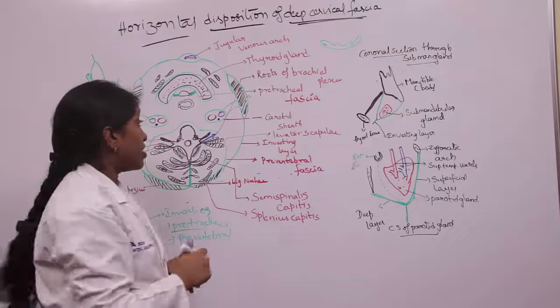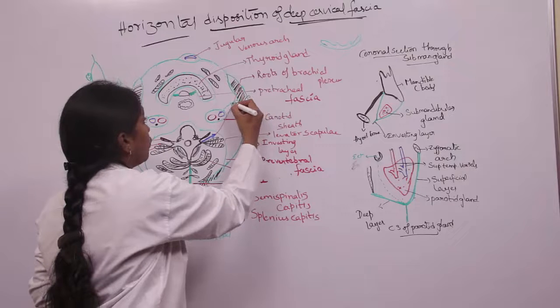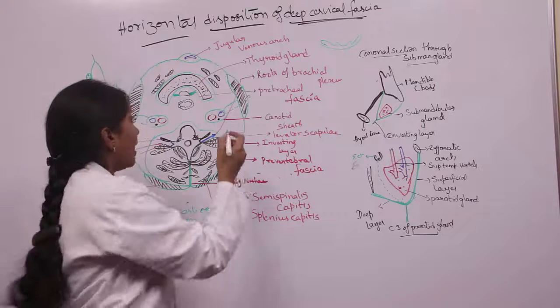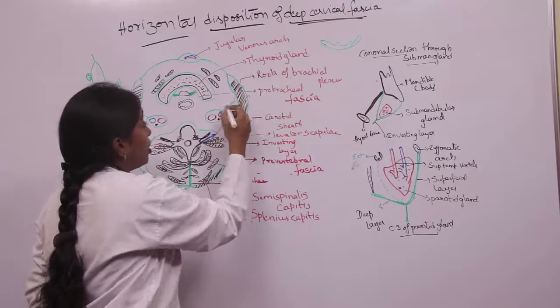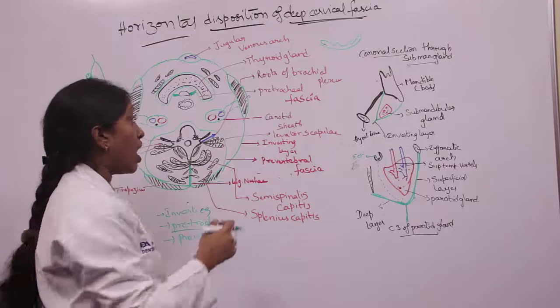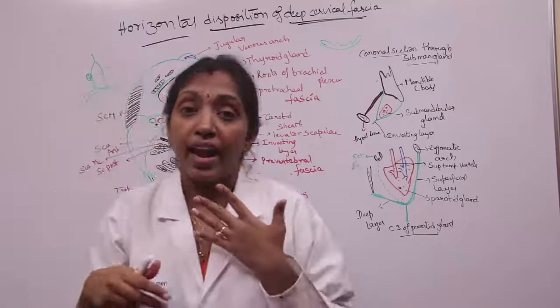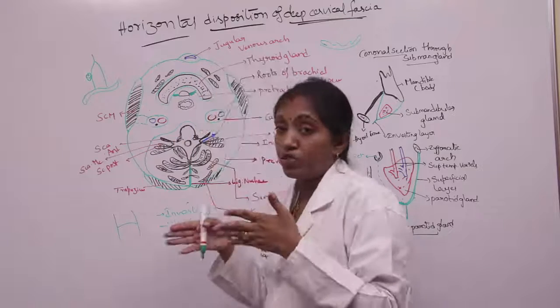of deep cervical fascia, and here it forms the anterior wall of the carotid sheath. So the anterior wall of the carotid sheath is formed by the pretracheal fascia, and then it splits to enclose the thyroid gland, with an anterior layer and a posterior layer.